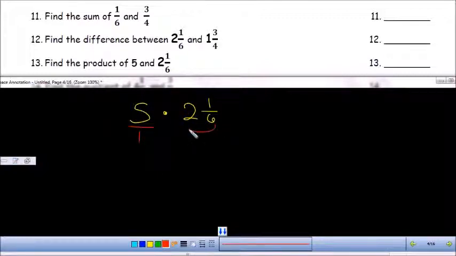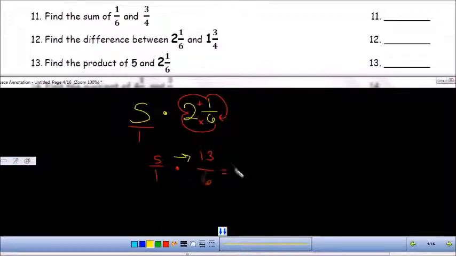But this one I have to multiply 6 times 2, which gives me 12. And then I have to add the numerator, which gives me one more. So 12 plus 1 is 13. And then I rewrite my improper fraction using the same denominator. So the denominator is 6, and we had 13 on the top. So now we multiply by 5 over 1, and all we have to do is multiply straight across. 5 times 13, and 1 times 6.